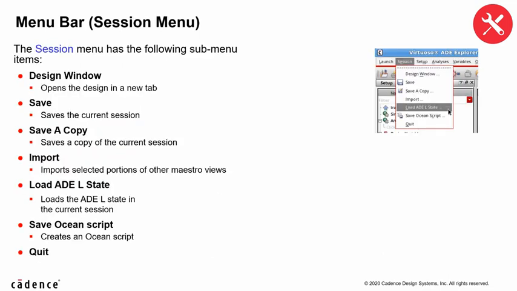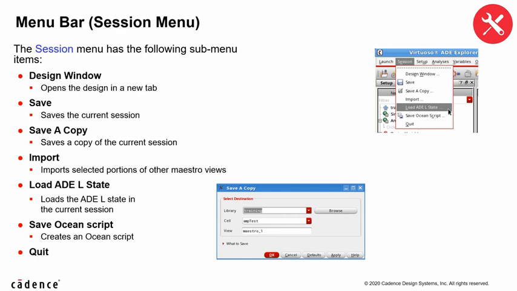The session menu has around 6 different sub-menu items in the ADE Explorer. Design window. Choosing that opens your schematic design in the new tab. Choosing Save saves the current session. Now, suppose you want to save a copy of your setup, you can choose Save a Copy. That brings up this form wherein you can fill in the details. Give a new view name and save the copy.